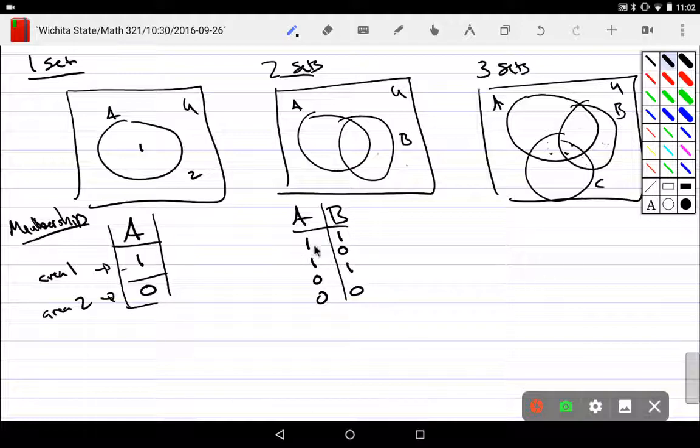What does that make row 1? Right there. What does that make row 2? What does that make row 3? And what does that make row 4?